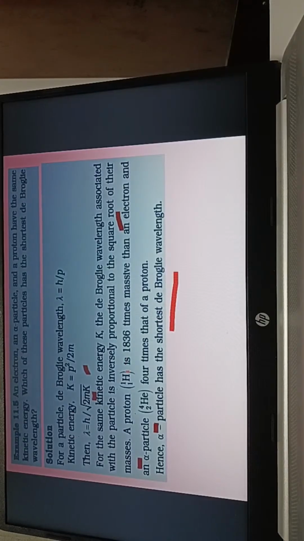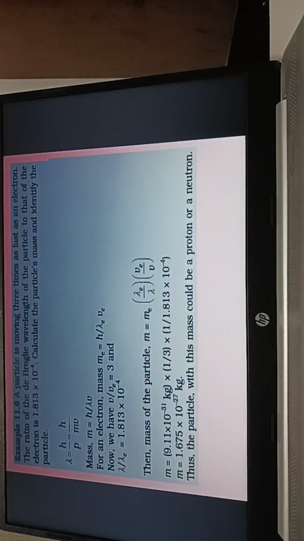This question is always coming. Proton means hydrogen atom. Alpha particle means helium atom. For the helium atom, how much is the mass number? 4. So out of these two, which has the greater wavelength? Proton. Why? Because lambda is inversely proportional to the mass of the particle. Okay? Yes, sir. Next, sixth question.